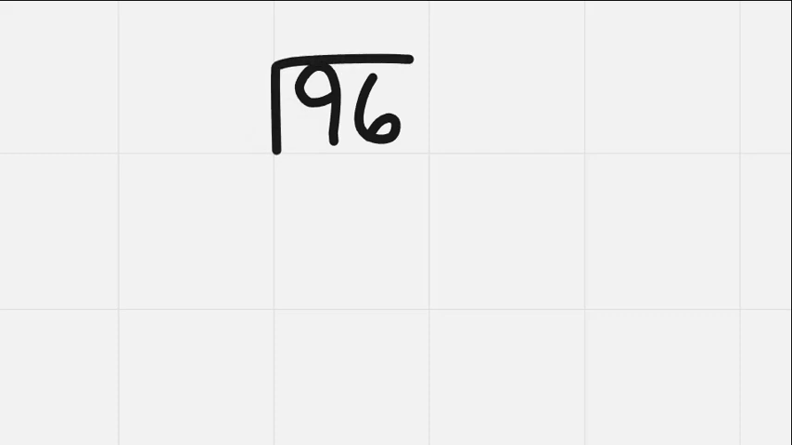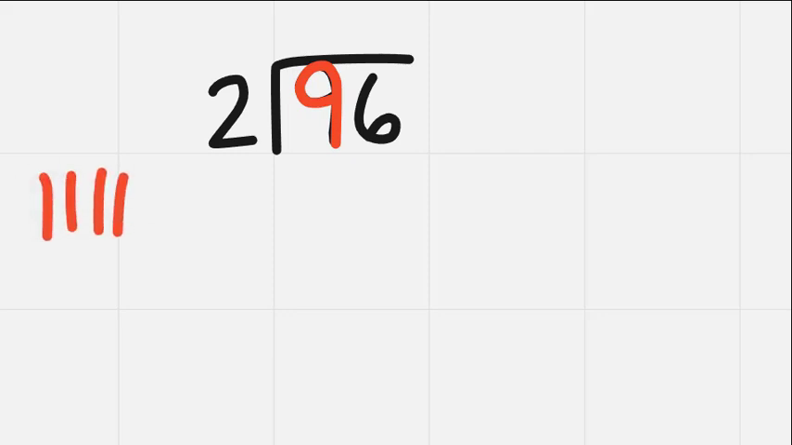Our next problem is 96 divided by 2. Now, we're going to look at the first number, which is 9. 9 is bigger than 2, so we're going to count by 2 until we get to 9, without going over. 2, 4, 6, 8, 10. Oops, that's too high. So we have 1, 2, 3, 4. So that 4 will go on top of the 9.